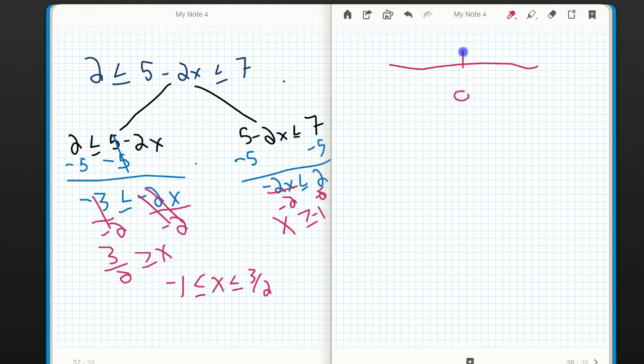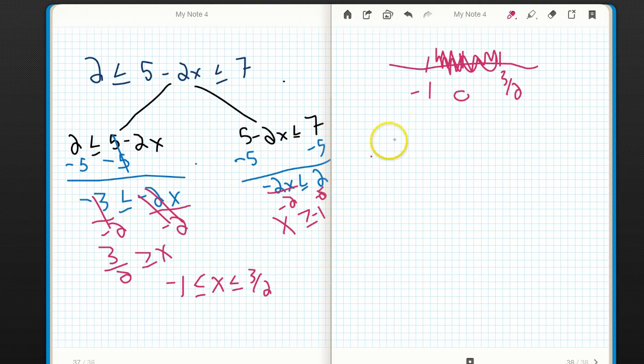So again, 0, negative 1, and then 3 halves. So we know it's going to be here in the middle. So now let's plug in 0. Since 0 is in the shaded area, we need to check it out. So let's check it. So we plug in 0.